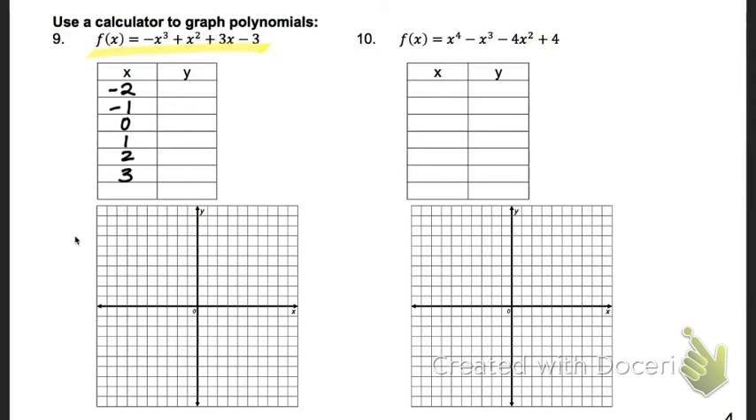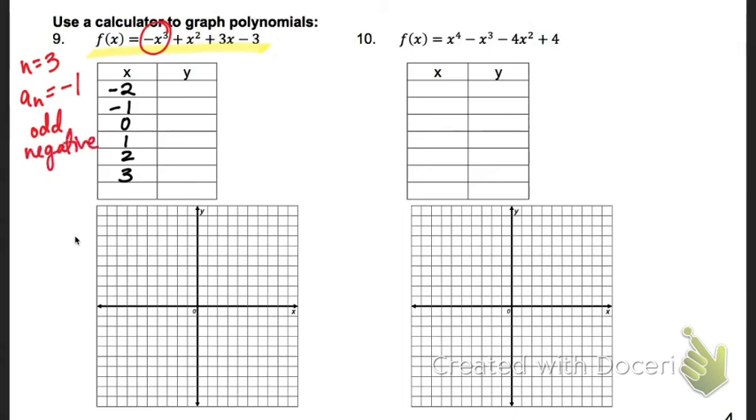But before we do that, I want us to determine the end behavior from the function. So looking at it, looking at the highest degree, what would that be? 3. So my n equals 3. My leading coefficient is -1. So we have an odd or even, and positive or negative? Negative.